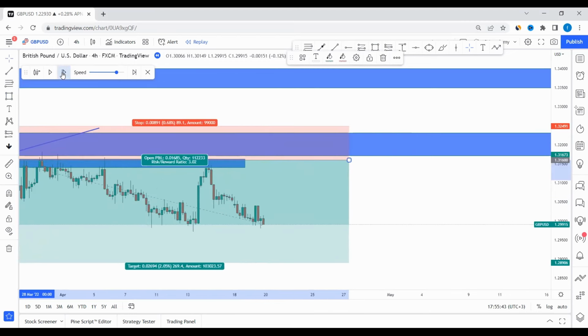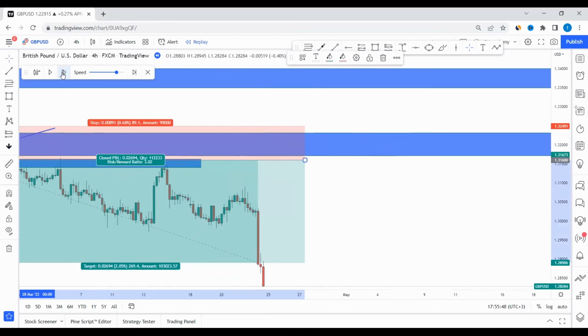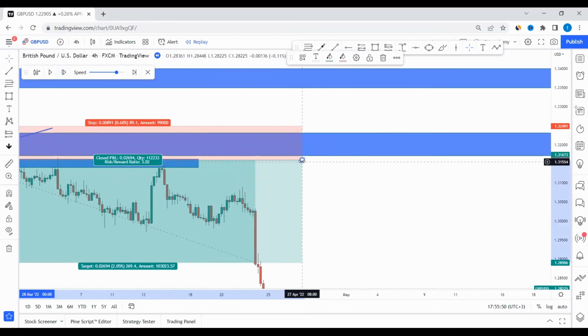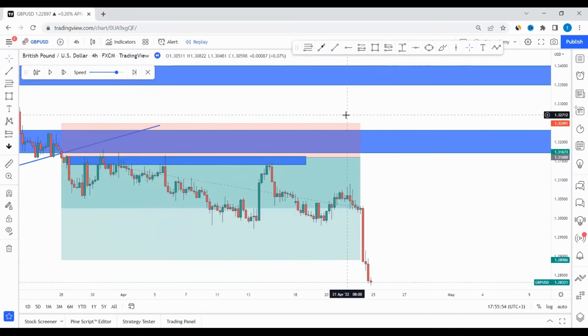This is a weekly setup, meaning it's a swing trade. Not every trader is a swinger. I'm just using an example. And then we won the trade at this point. So this is how we trade the break and retests, guys.